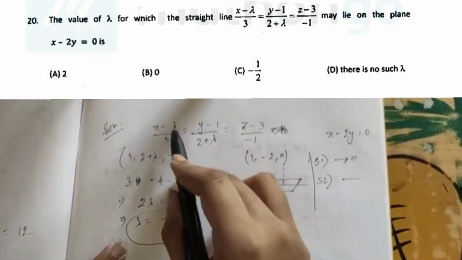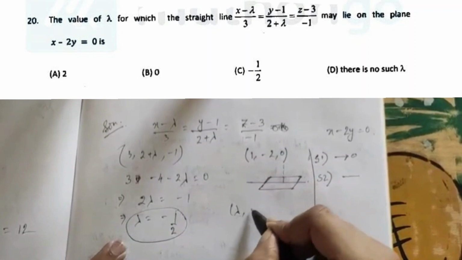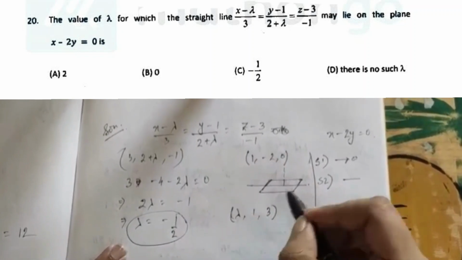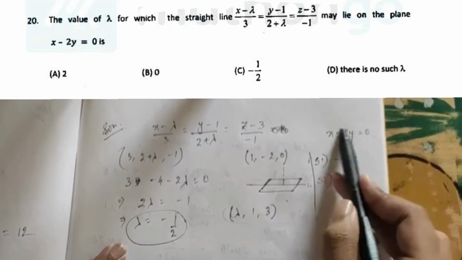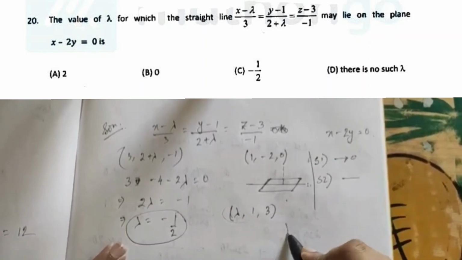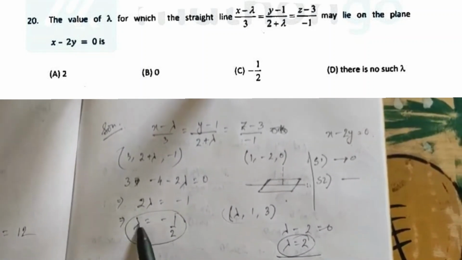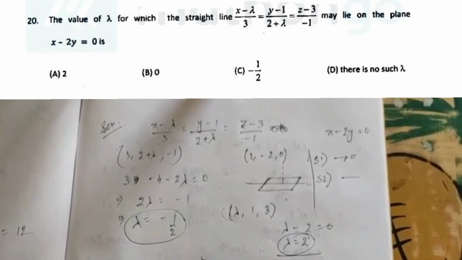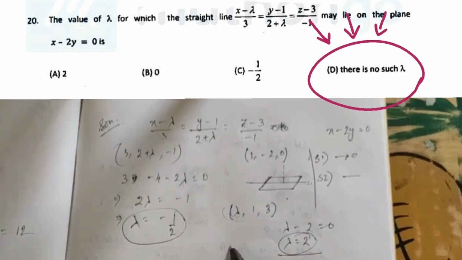From step number 2, the given straight line is passing through the point (lambda, 1, 3). Since the line is lying in the plane, this point must satisfy the plane equation, that is, lambda minus 2 is equal to 0, and lambda is equal to 2. So from the two conditions we are getting different values of lambda, therefore such a lambda can't exist. So there is no such lambda. Option D will be the correct one.